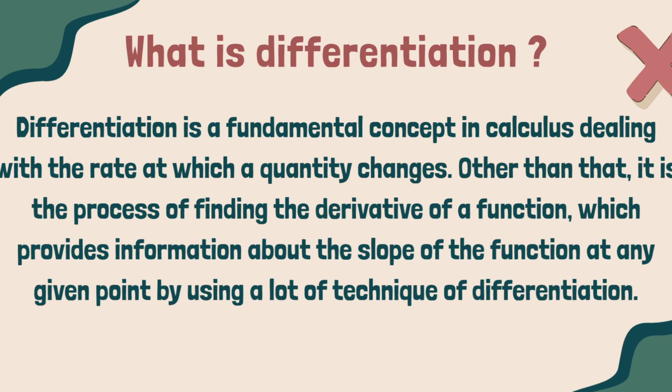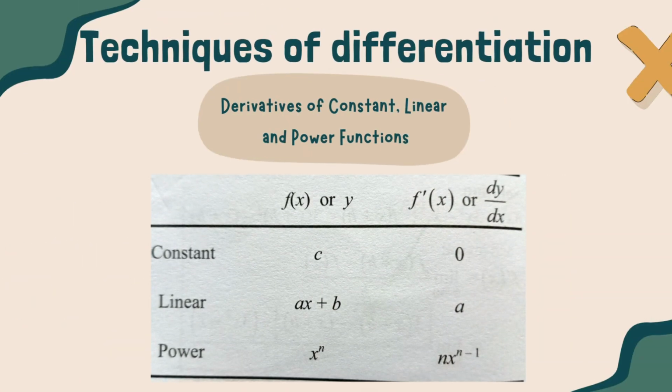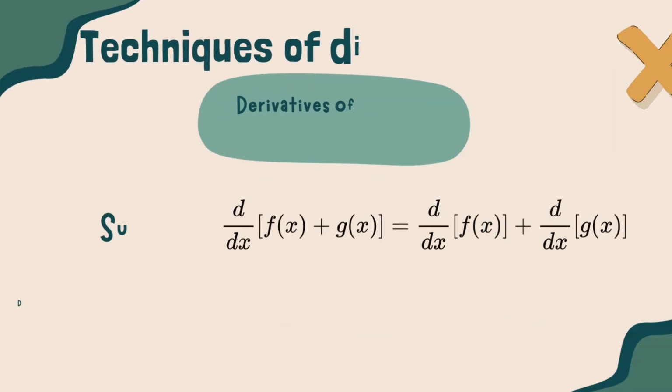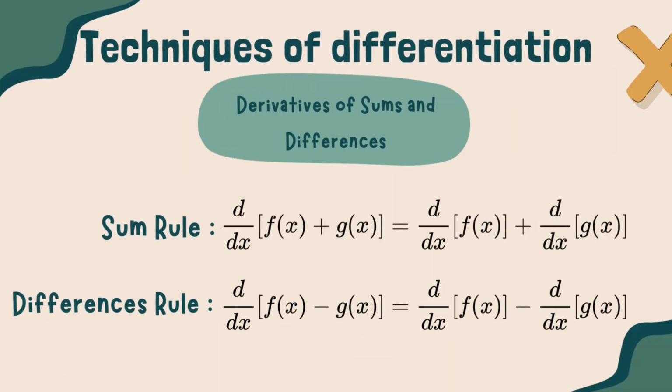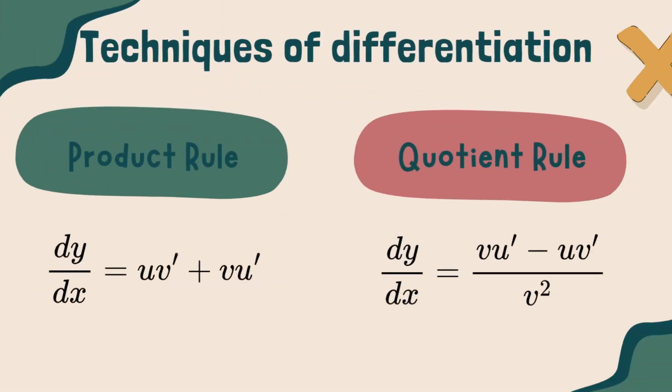So, what are the techniques that can be used in differentiation? The first one is the derivatives of constant, linear and power functions. The second one is derivatives of sums and differences. The next one is the product rule and the quotient rule.